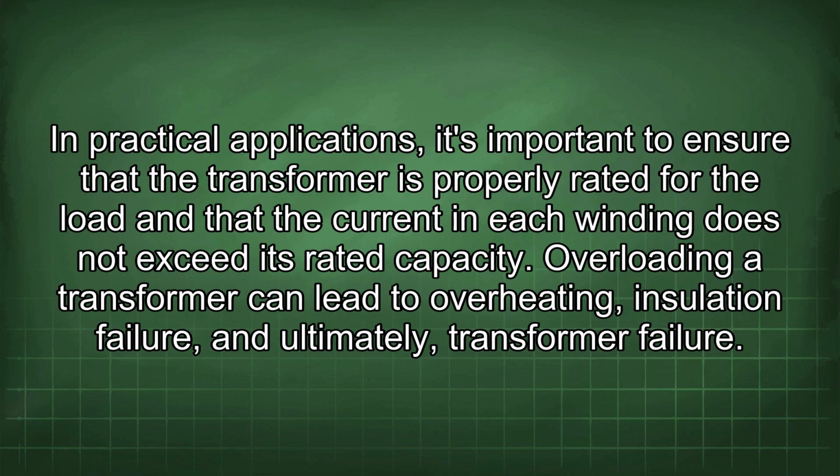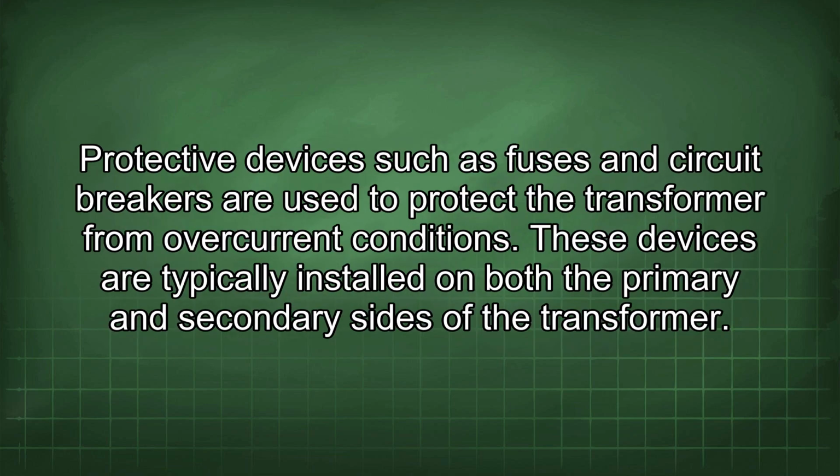In practical applications, it's important to ensure that the transformer is properly rated for the load and that the current in each winding does not exceed its rated capacity. Overloading a transformer can lead to overheating, insulation failure, and ultimately, transformer failure. Protective devices such as fuses and circuit breakers are used to protect the transformer from overcurrent conditions. These devices are typically installed on both the primary and secondary sides of the transformer.